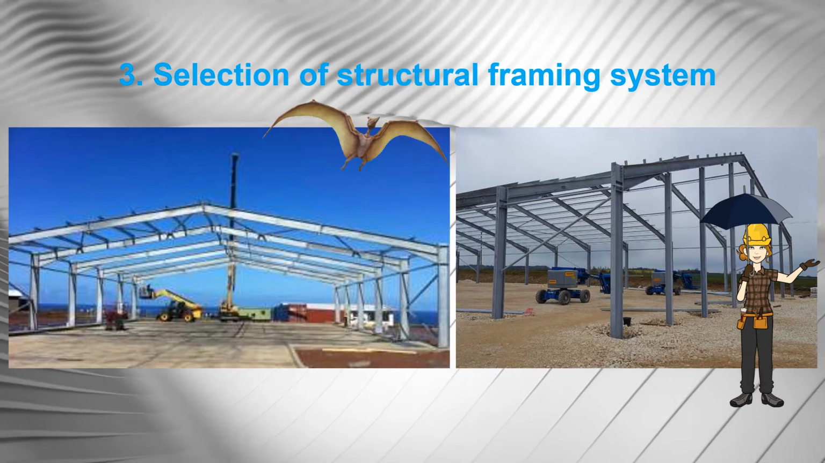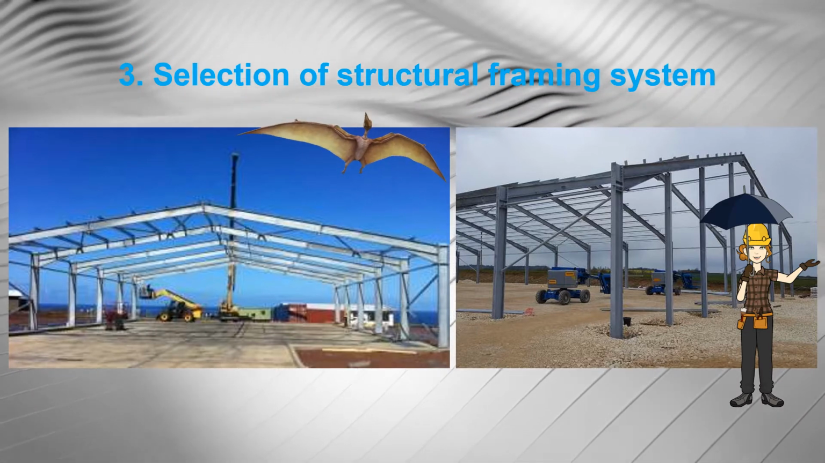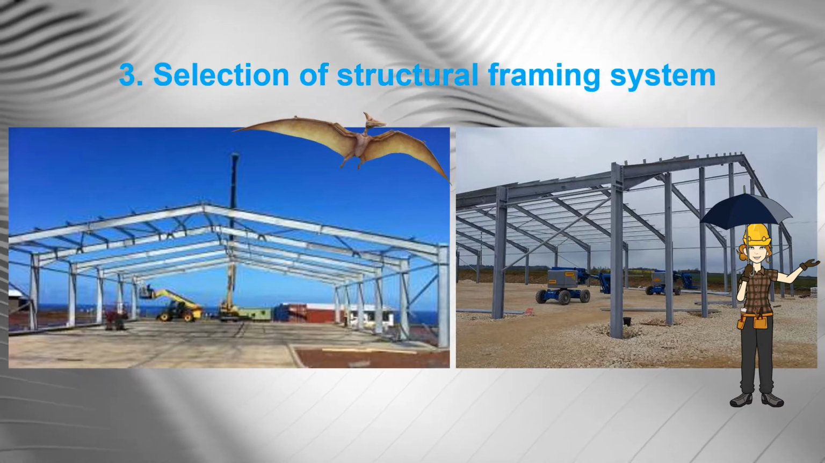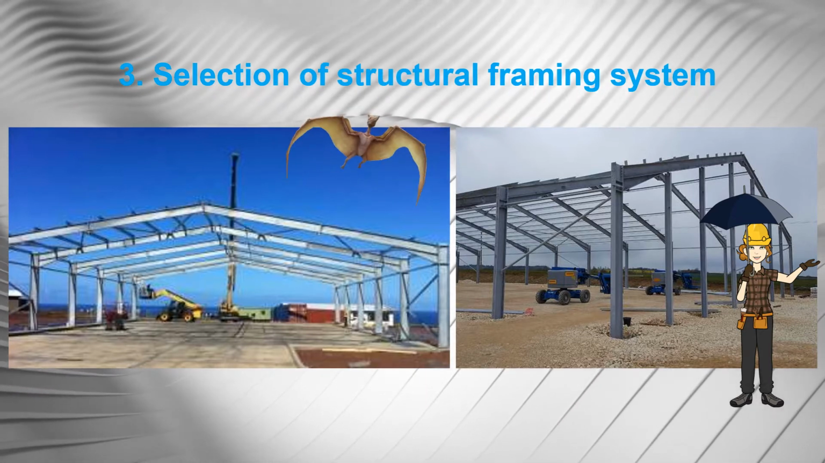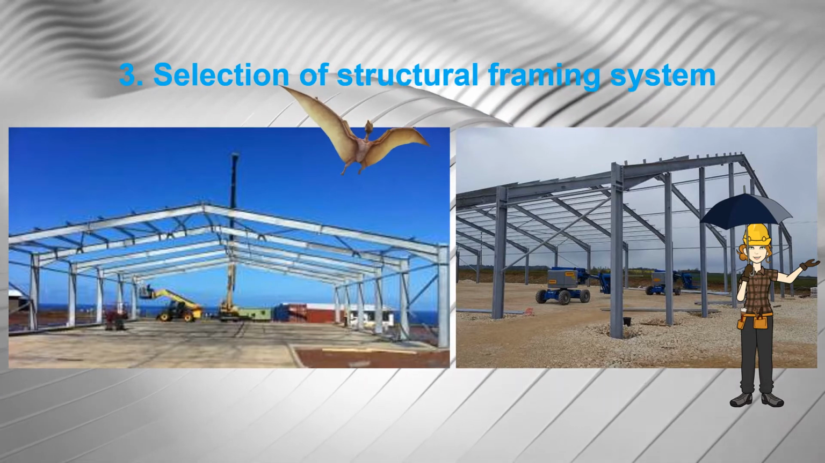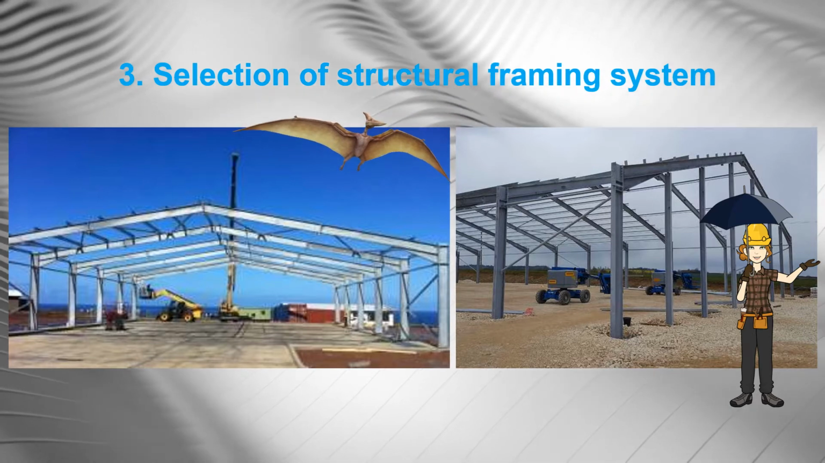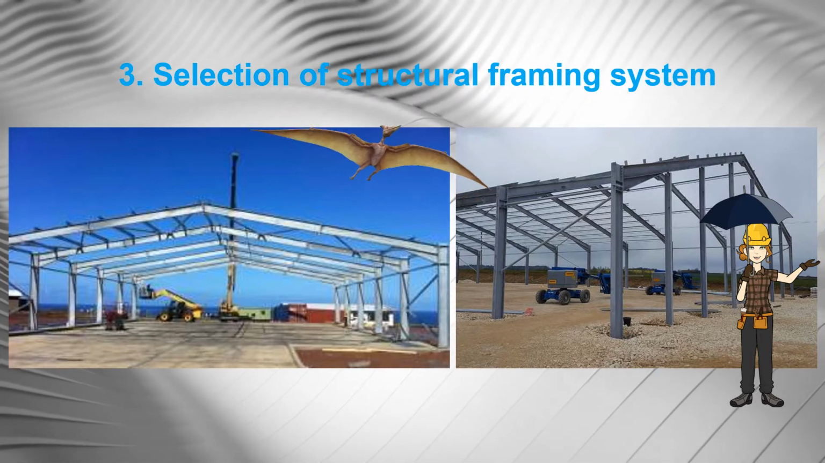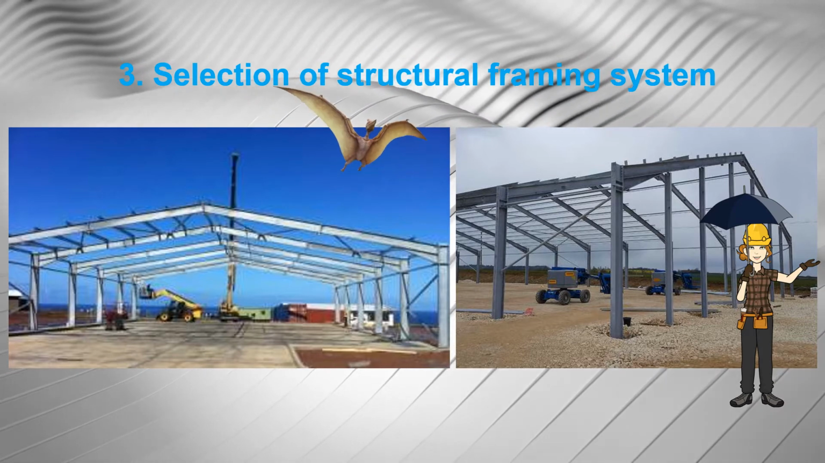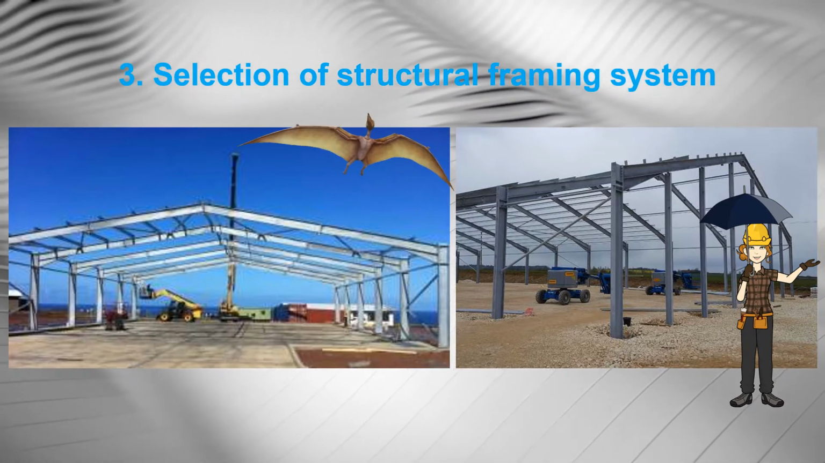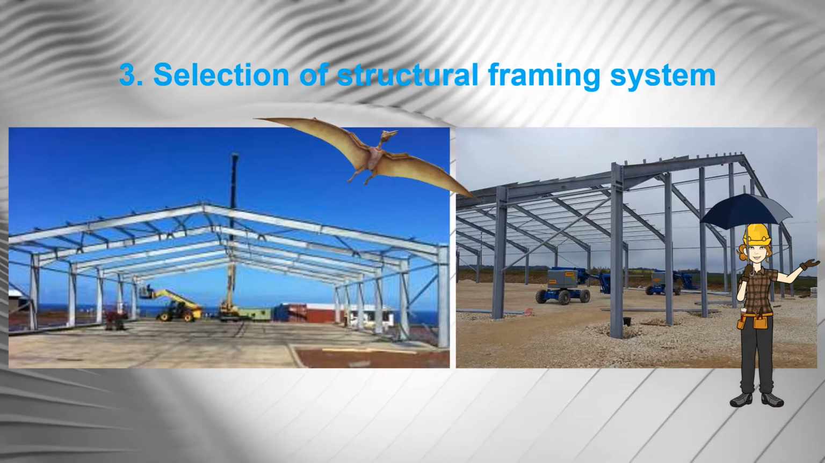Number 3. Selection of structural framing system. For the purpose of structural analysis and design, industrial buildings are classified as number 1, braced frames. In braced buildings, the trusses rest on columns with hinge type of connections and the stability is provided by bracings. Braced frames are efficient in resisting the loads and do not sway.